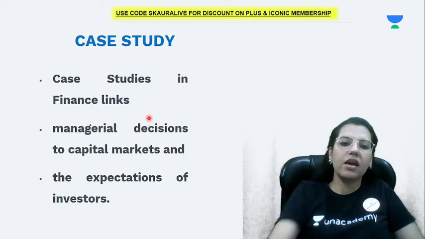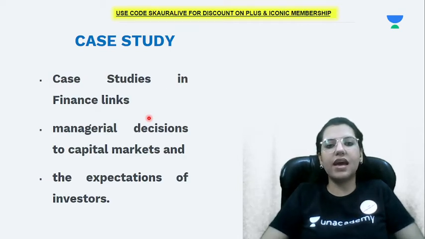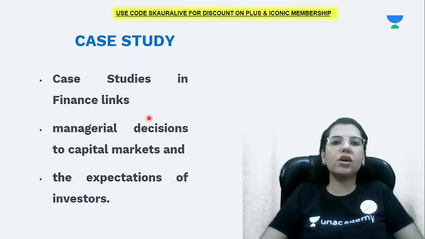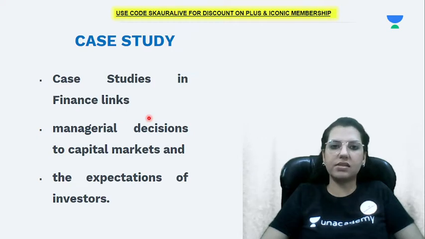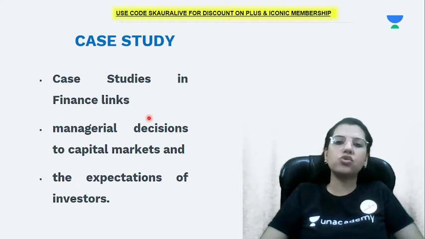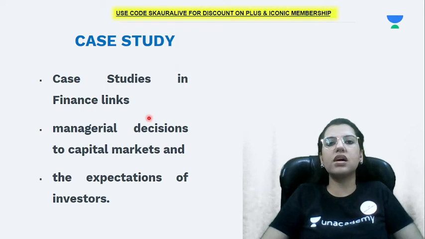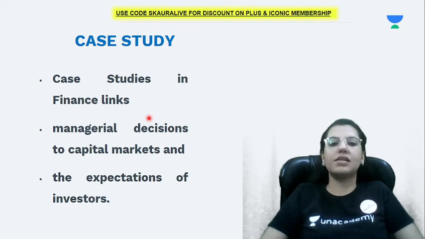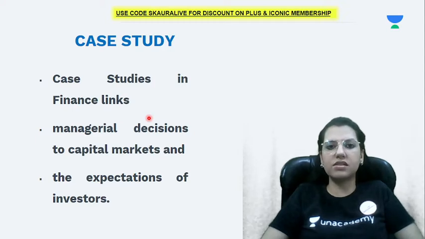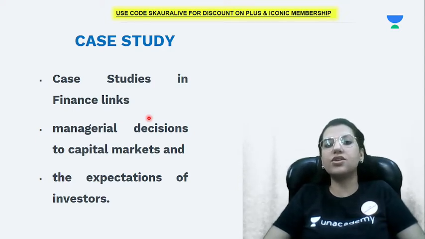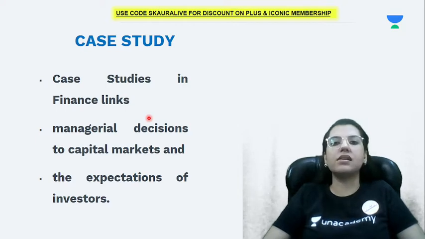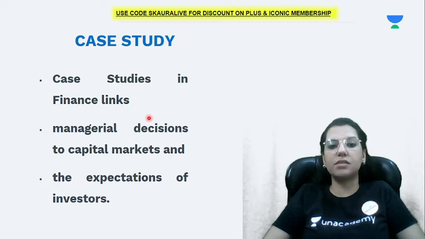Next, if I talk about the case studies in finance, what exactly is expected from you, or what is the basic purpose of a case study in finance? You have to link your managerial decisions to capital markets. At the end of the day, money matters. So your decisions are supposed to be linked to the capital markets, the expectations of investors, whatever investors have invested in your company. What are they expecting?